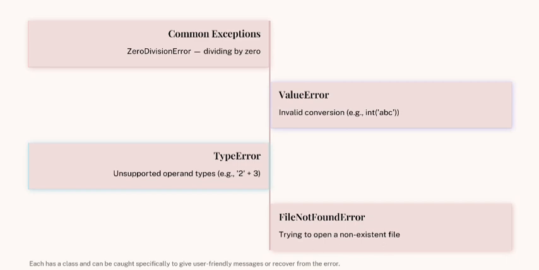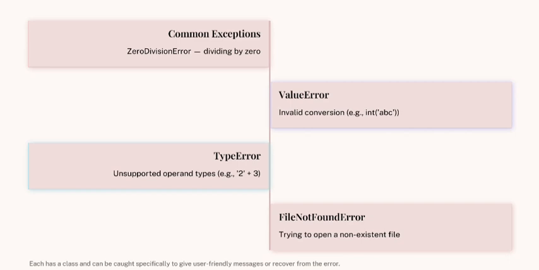Number 4, FileNotFoundError. This occurs when we try to open a file that doesn't exist. For example, if the file is not available, Python raises FileNotFoundError. This exception is very common while working with files. We can handle it using try and except blocks.